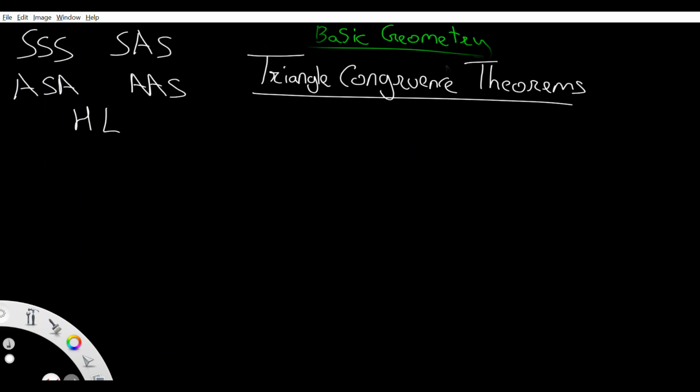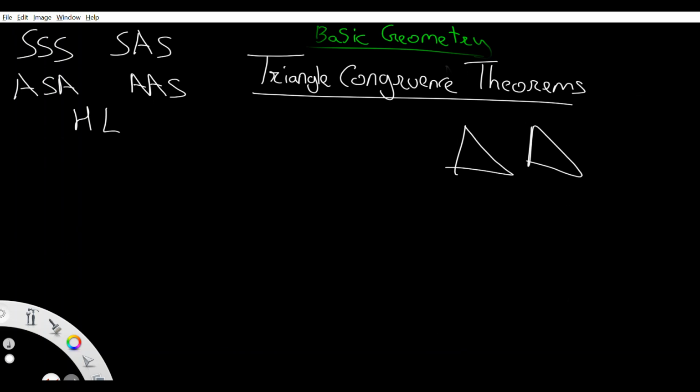Now the last thing that we are going to cover in this basic geometry lecture are the triangle congruency theorems. What does this mean? The triangle congruency theorems mean that if you have two triangles, how do we prove that they are congruent, and how do we check whether they are or not? There are 5 different methods that you can use depending on the triangles.